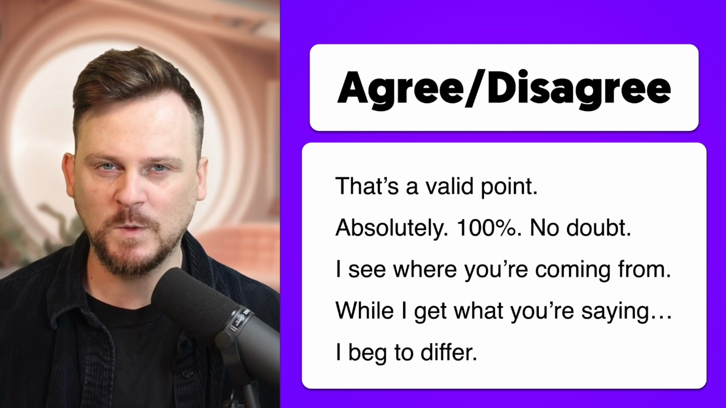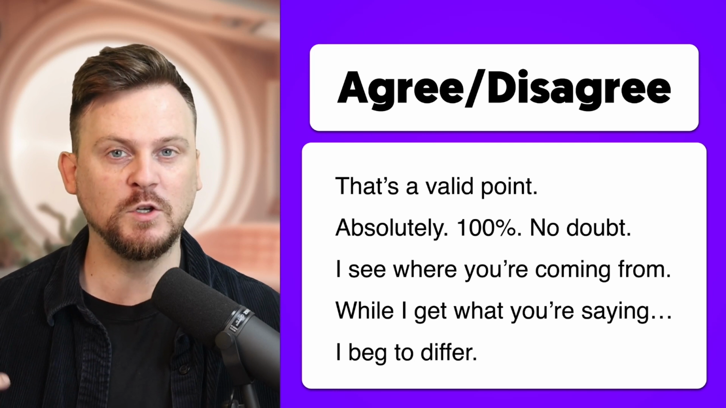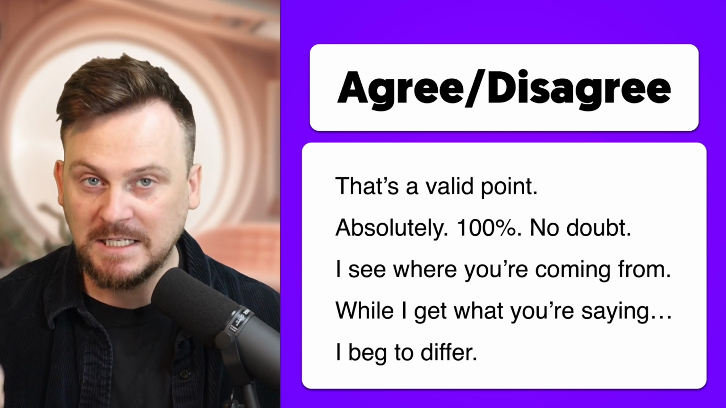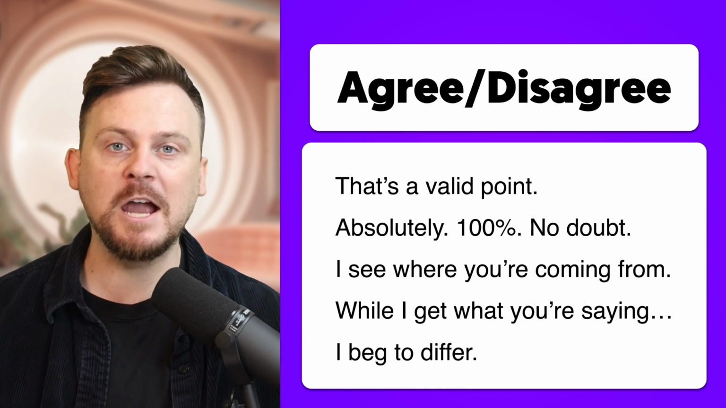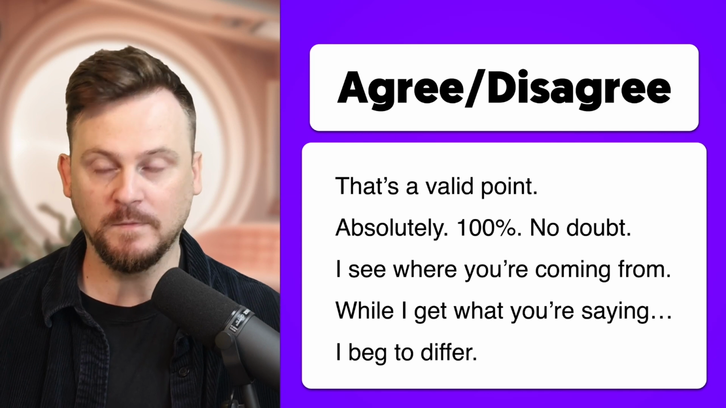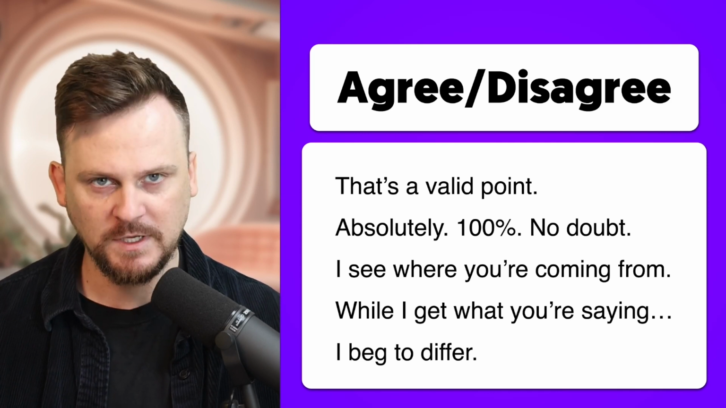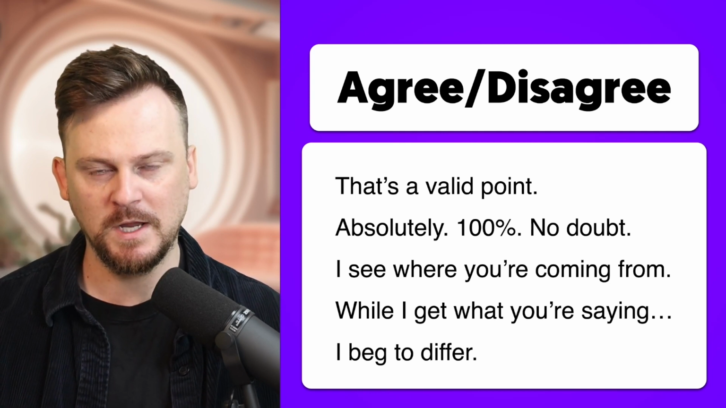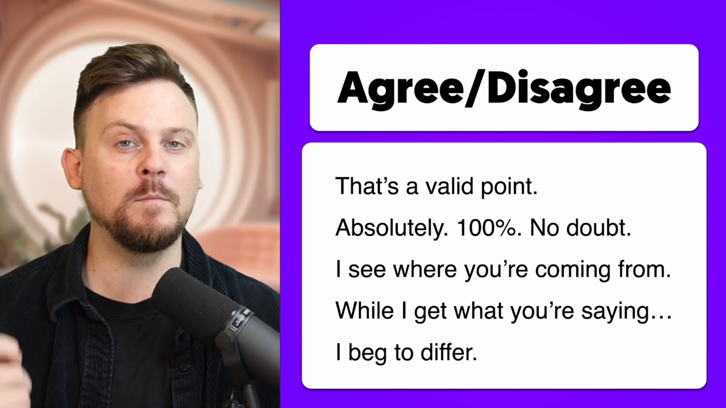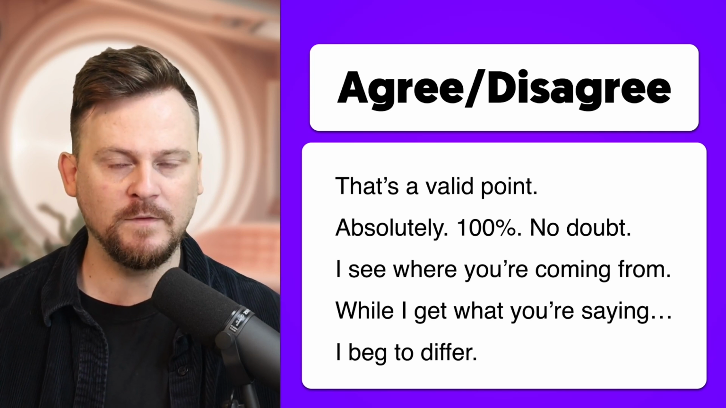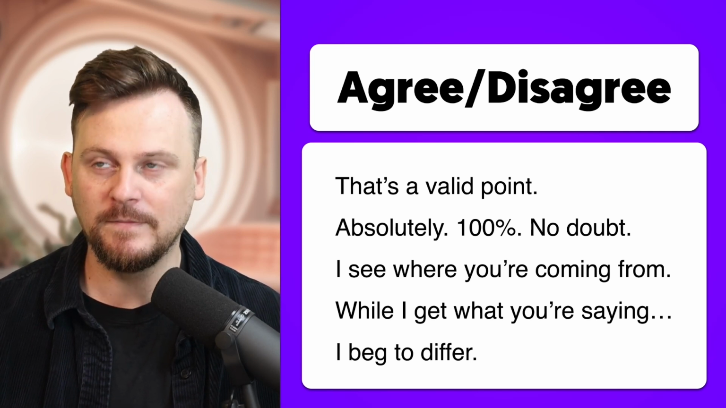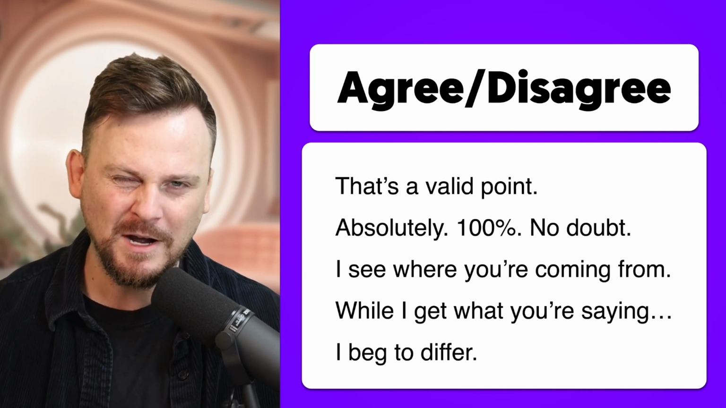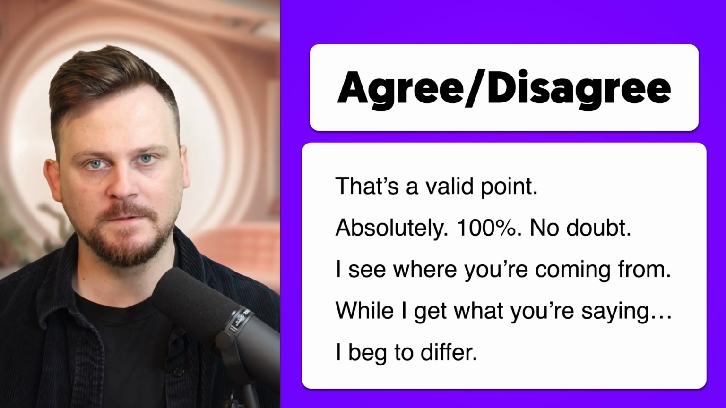But for these next two, we could then turn them around and disagree. I see where you're coming from. That could be used as general agreement, like, yeah, I understand. That's a good point. Or right before I disagree, to show you that I'm listening, to show you that I'm paying attention. I see where you're coming from, but now I'm going to say the thing that is against you, right? I see where you're coming from. However, I'm not sure if we can afford that, okay?